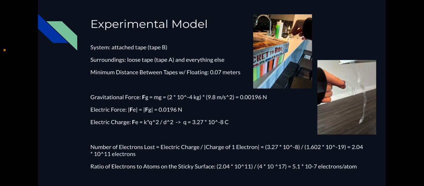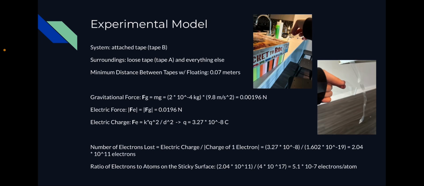So the gravitational force on the piece of tape was 0.00196 newtons, and the electric force thus has to be equal in magnitude for there to have been equilibrium right before the tape starts to float. So then the electric force also must be 0.00196 newtons, and from that I was able to find the electric charge, which was 3.27 times 10 to the negative 8th coulombs.